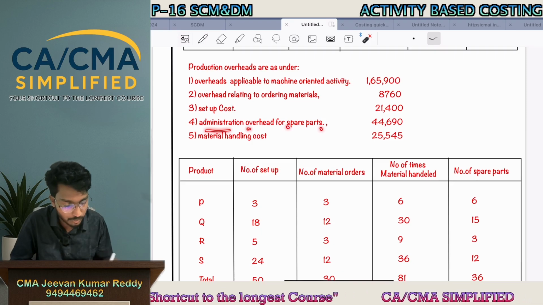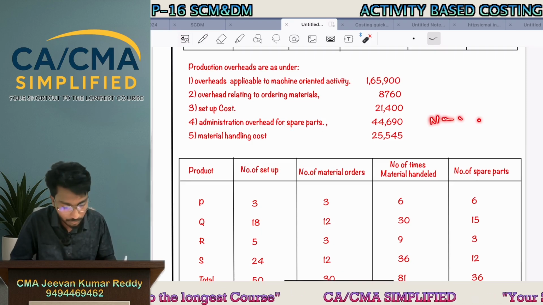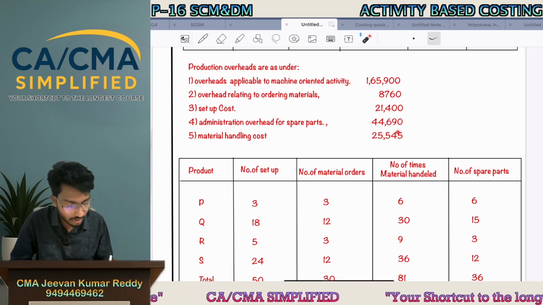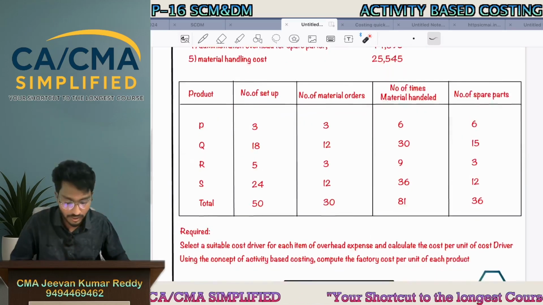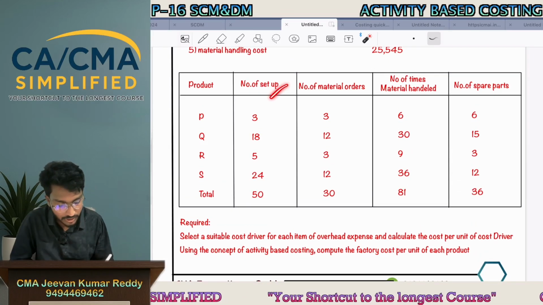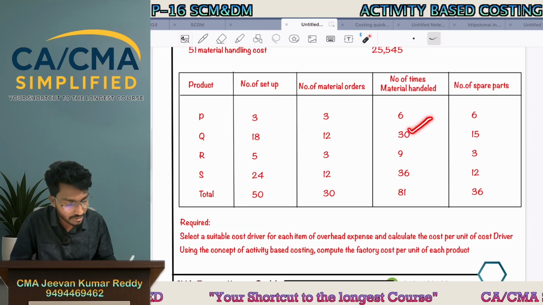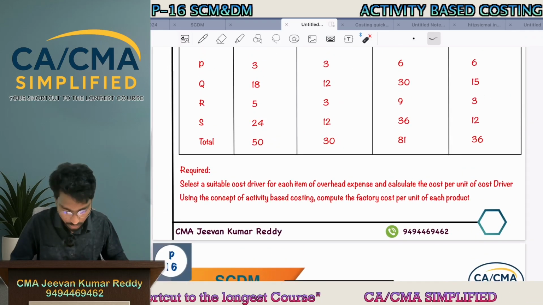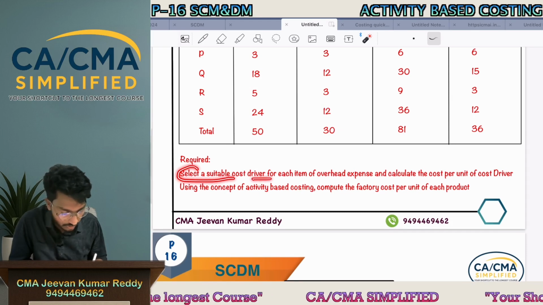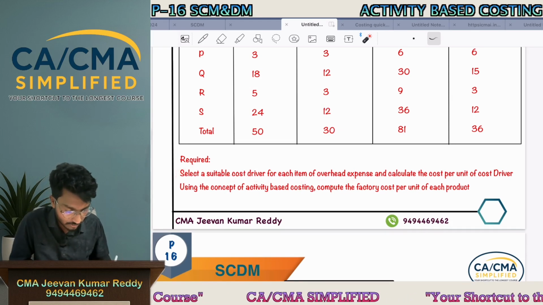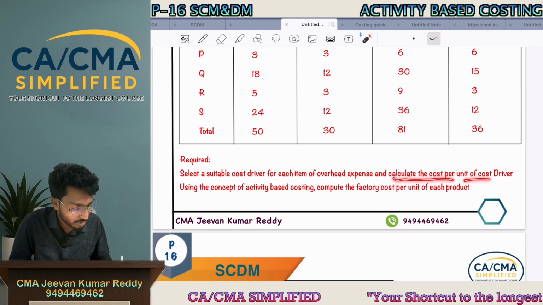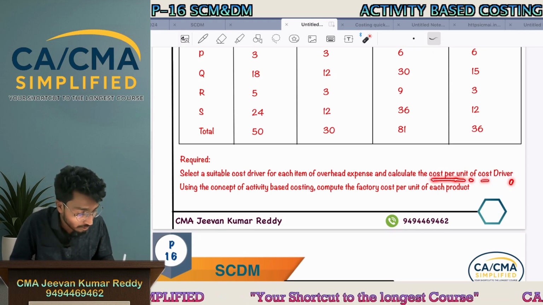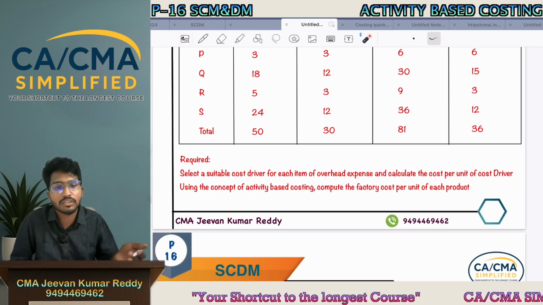Administration overheads for spare parts: number of spare parts. Material handling cost: number of times materials are handled is the cost driver for this activity. So here we have number of setups, number of orders, number of times materials handled, number of spare parts. Now we need to select the suitable cost driver for each item of overhead expense and calculate the cost per unit of cost driver, nothing but our cost driver rate.